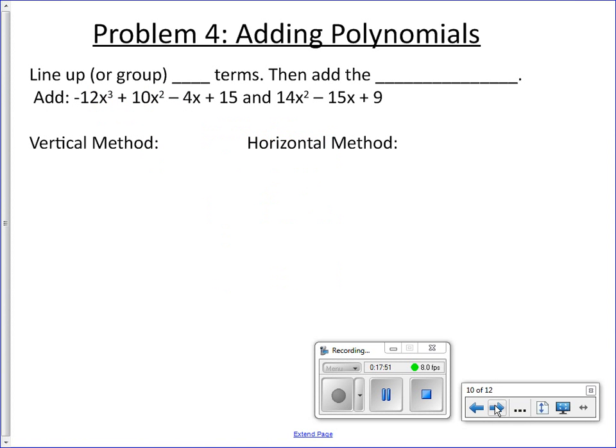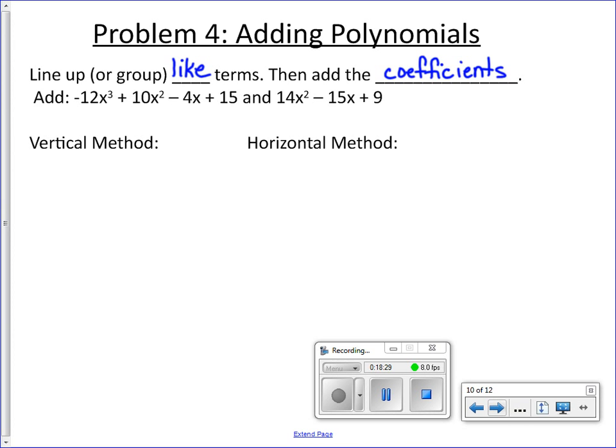All right, in problem 4, we're going to add polynomials. The first thing that you want to do is to line up or group like terms. Now, you're going to line them up if you're using the vertical method, and you're going to group them if you're doing the horizontal method. And then you add the coefficients. Okay, so we're going to add, and the first method that I'm going to use is the vertical method.